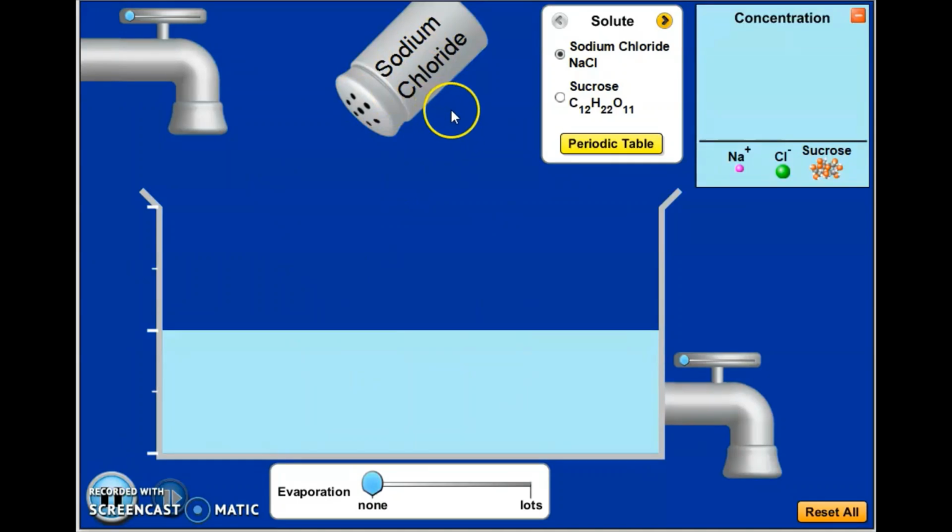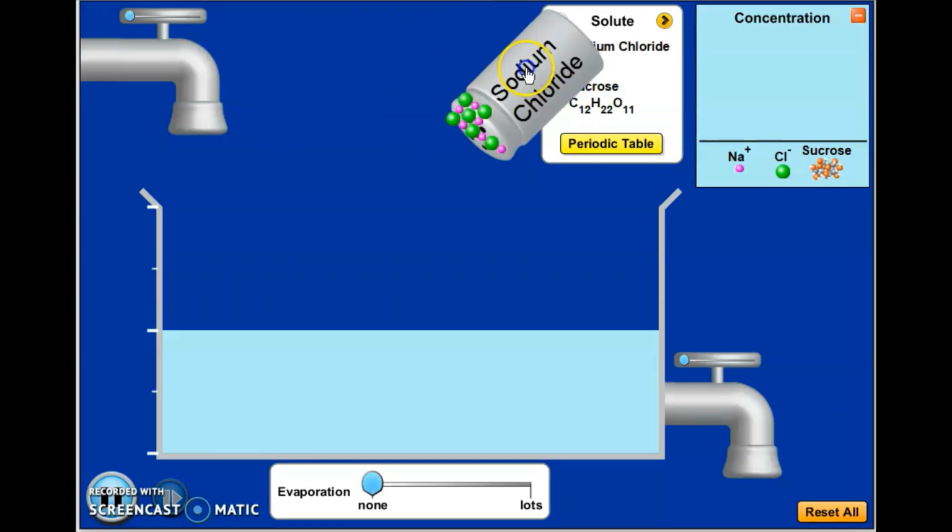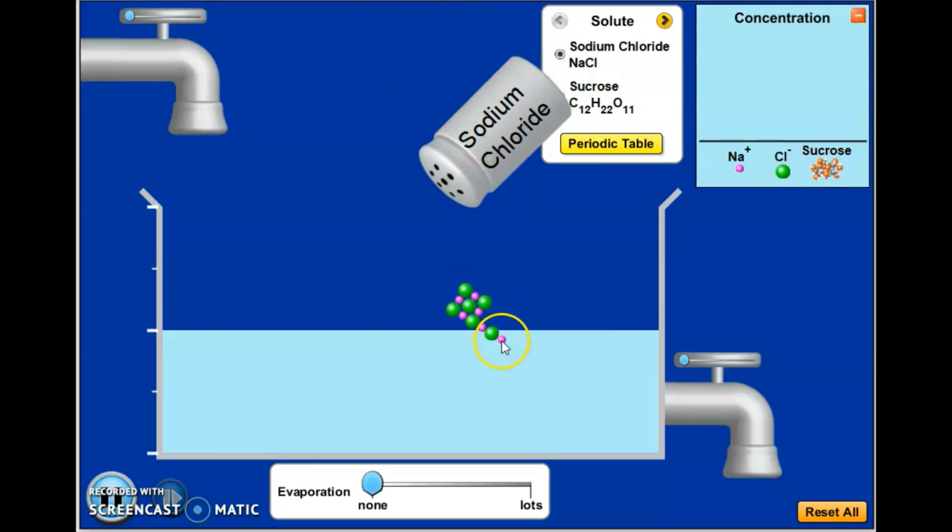So here's my sodium chloride, my table salt, NaCl. Over here on the right, I have my pink and green colors. Pink is sodium ion, green is chloride ion. And if I shake some of that into my water, clumps of it go in, and now look, we have the sodium ions in pink and the chloride ions in green moving away from each other. So we call that dissociation. The ions have dissociated from one another, and now they're floating around in here.